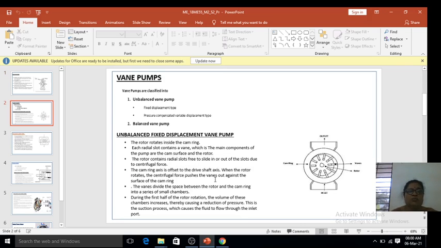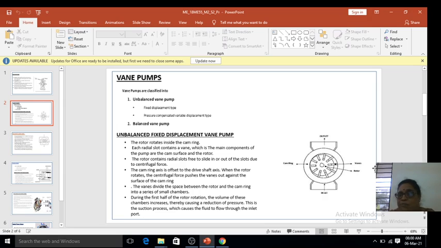The next one is the vane pump. As I told, it has two types: the unbalanced vane pump and the balanced vane pump. Unbalanced vane pumps are again of two types, that is, the fixed displacement pump and the pressure compensated variable displacement pump. So first, the unbalanced fixed displacement vane pump.